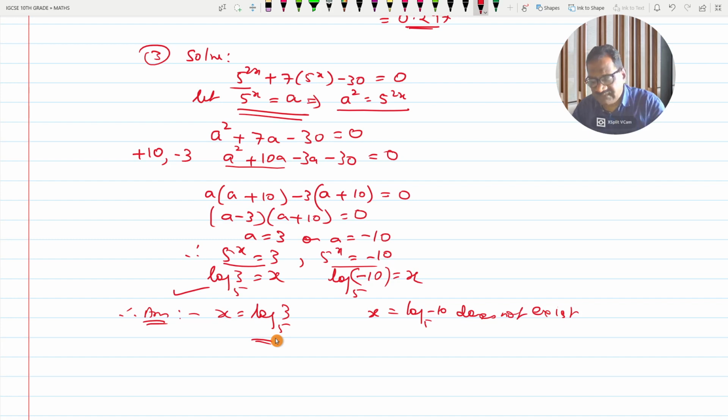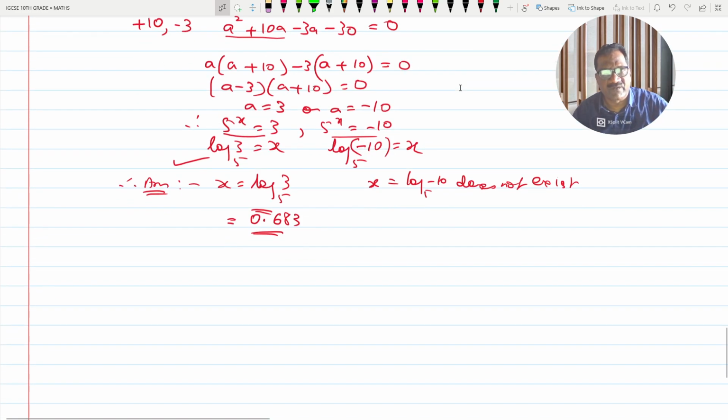And this log of 3 to the base 5, if you go on your calculator and try to find it, you should get the answer as 0.683. Now I'm not teaching you how to find this value on the calculator, because I've already discussed that in the videos on GDC, how to use your graphic calculator. So these were the three questions I wanted to do with you.